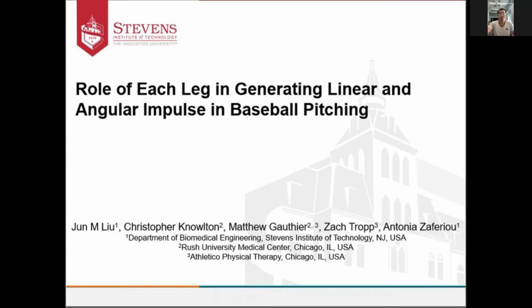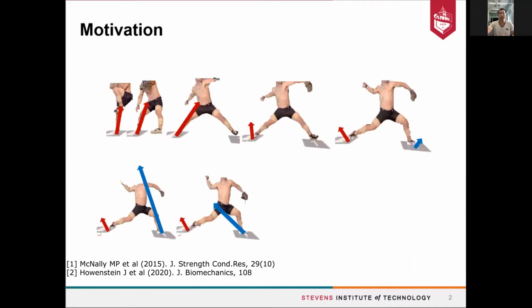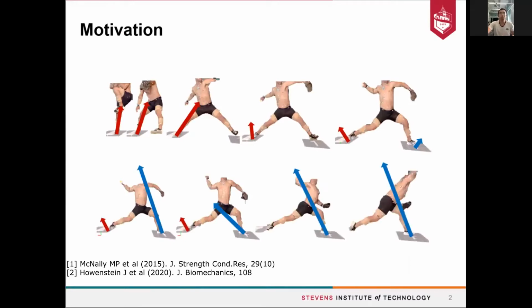I'm going to be presenting on the role of each leg in generating linear and angular impulse in baseball pitching. One of the prevailing questions in baseball pitching biomechanics has been the role each leg plays in delivering the pitch. From previous research, the back leg is generally seen to be more responsible for the linear components of pitching, while the front leg is more responsible for the rotation components of pitching.